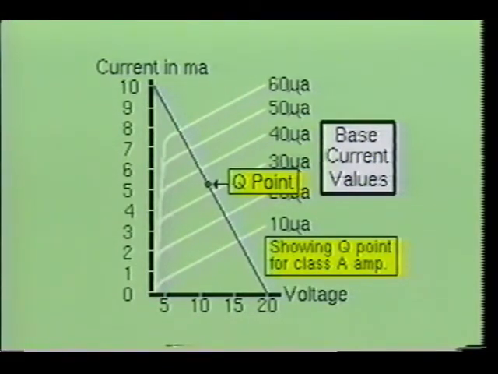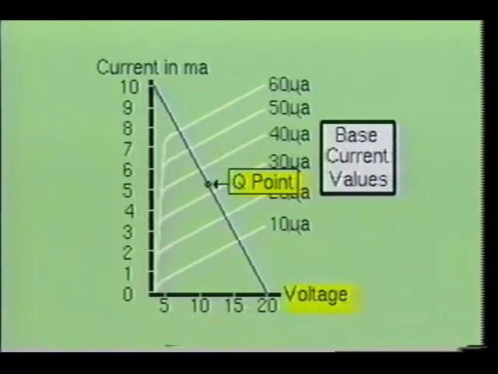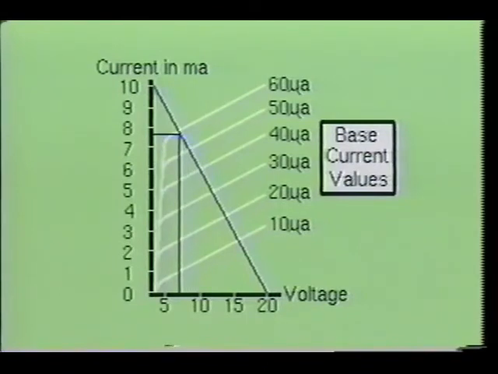The Q point is set by three parameters: the collector to emitter voltage, the collector current, and the base current. When the input signal is applied, the base current will change, and this will result in the other two parameters changing along the DC load line. When the base current increases, the parameters will shift up the DC load line, and when the base current decreases, the other two parameters will shift down the DC load line.